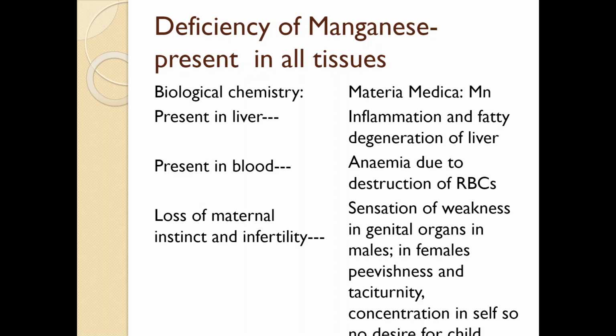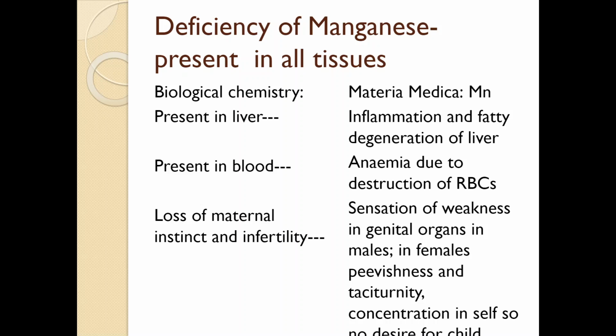It is seen that the deficiency of manganese is present in all tissues. Then what happens? In biological chemistry, we see the correlation with materia medica. Manganese is present in the liver, and in the materia medica we find a symptom written under manganese: inflammation and fatty degeneration of the liver. Thus we connect the deficiency of manganese with the materia medica of manganese.